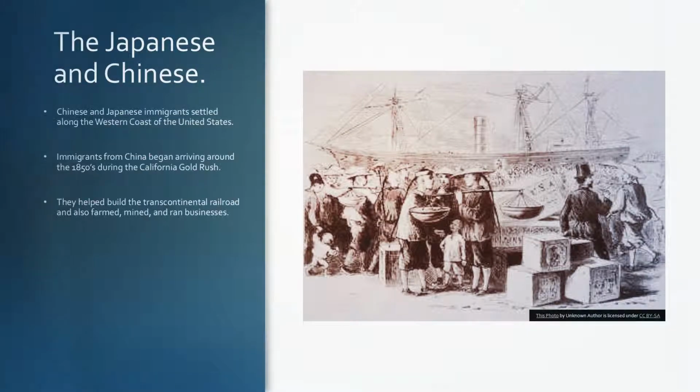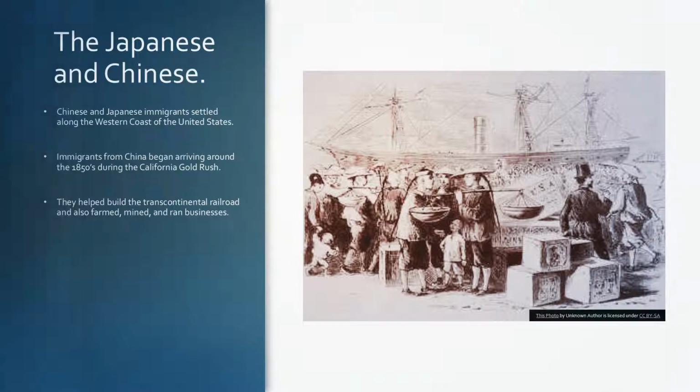And now the Japanese and the Chinese. Chinese and Japanese immigrants settled along the western coast of the United States. While many Europeans were settling in places like New York, Philadelphia, Boston, the Japanese and the Chinese were settling in places like San Francisco or Los Angeles.